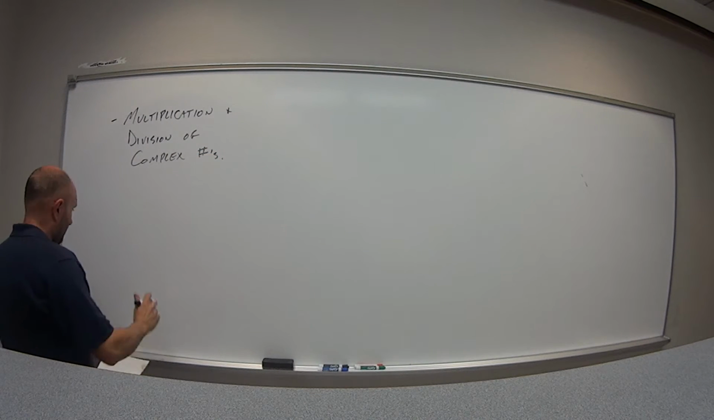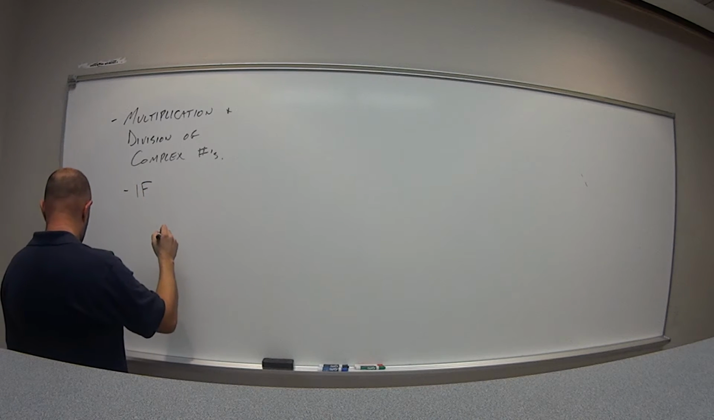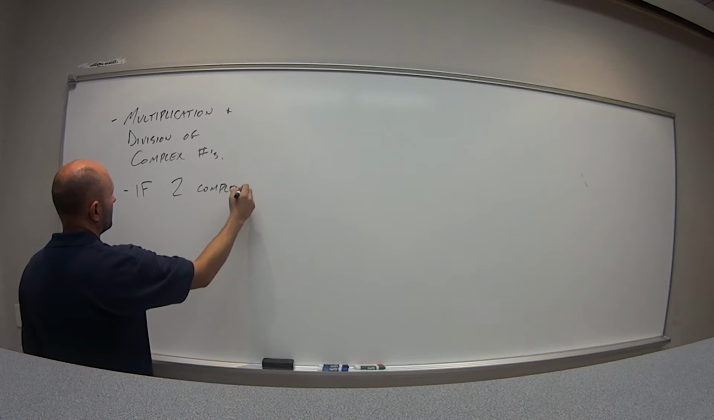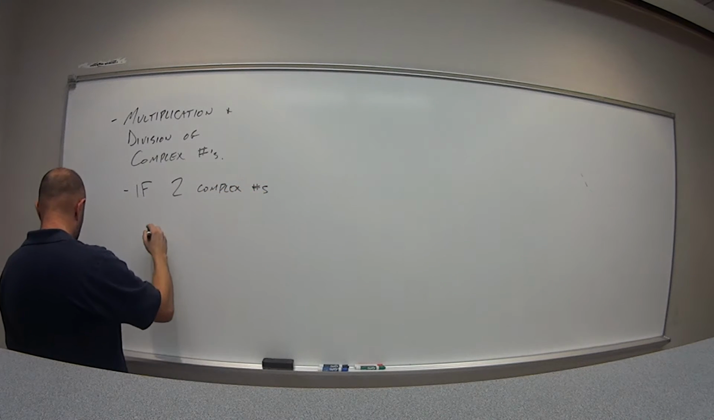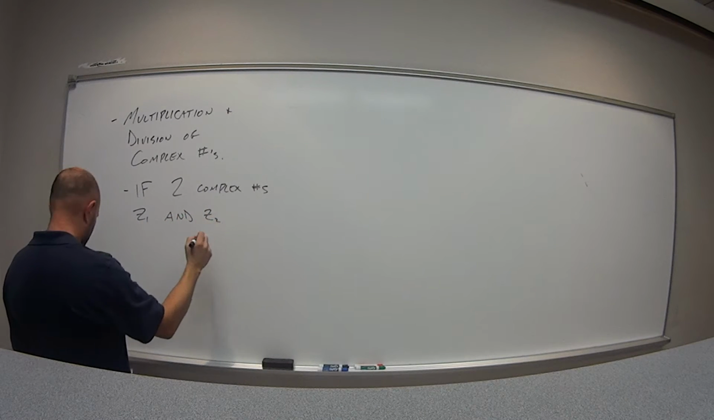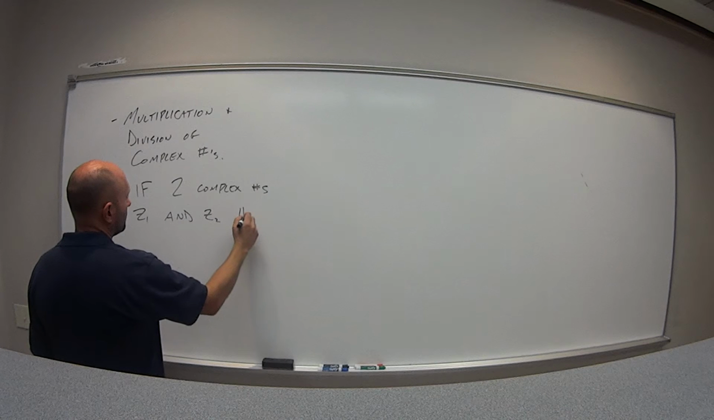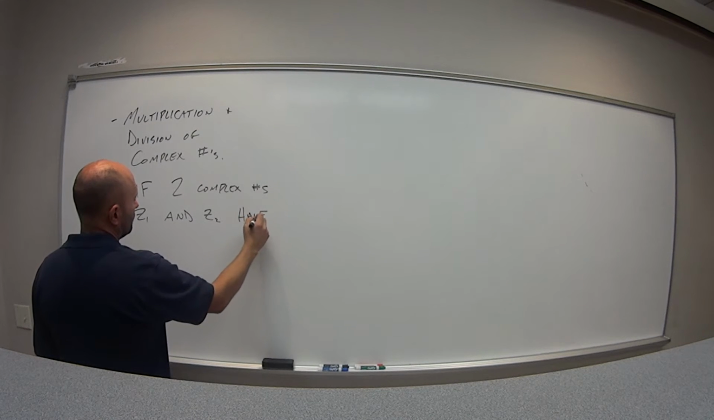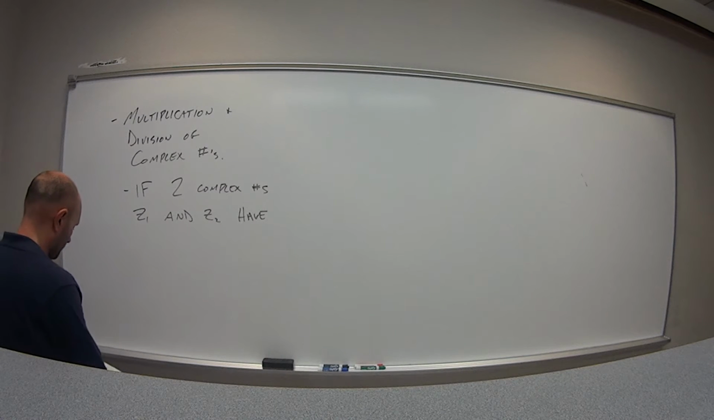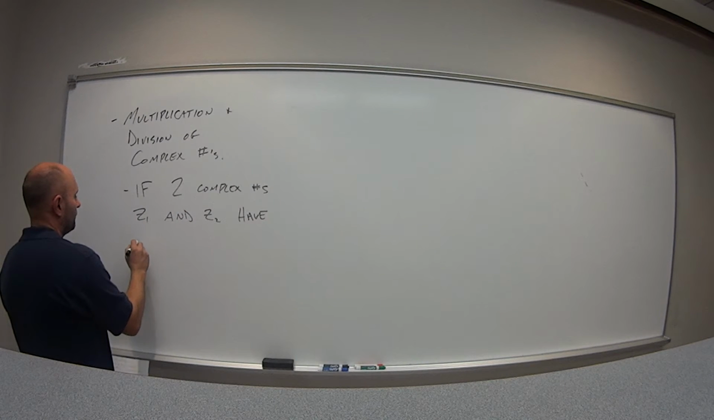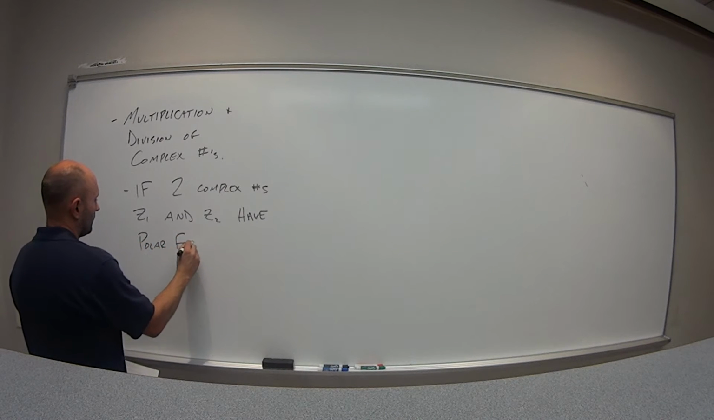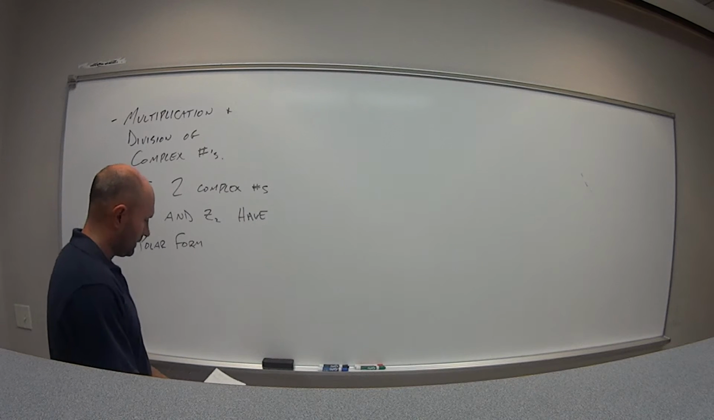So we have the following definition. If two complex numbers, call them Z1 and Z2, have polar forms, so if you recall in video 2, that's what the basis of what we were doing was, we were converting our complex number into polar form. So if we have two complex numbers, Z1, Z2, and if they have polar form, then we have the following.